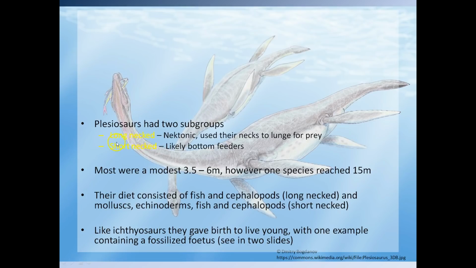So the long-necked plesiosaurs were nektonic, so they swam around in the water column, and they would have eaten things mostly like fish and cephalopods, that's the squid again.